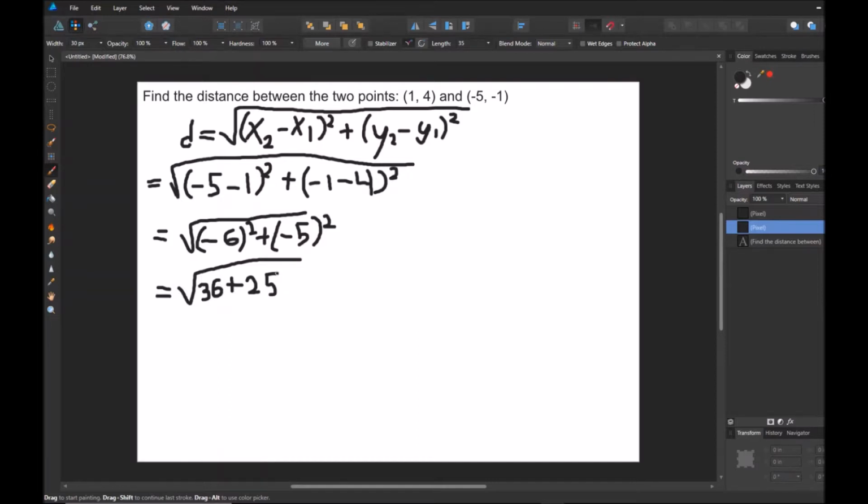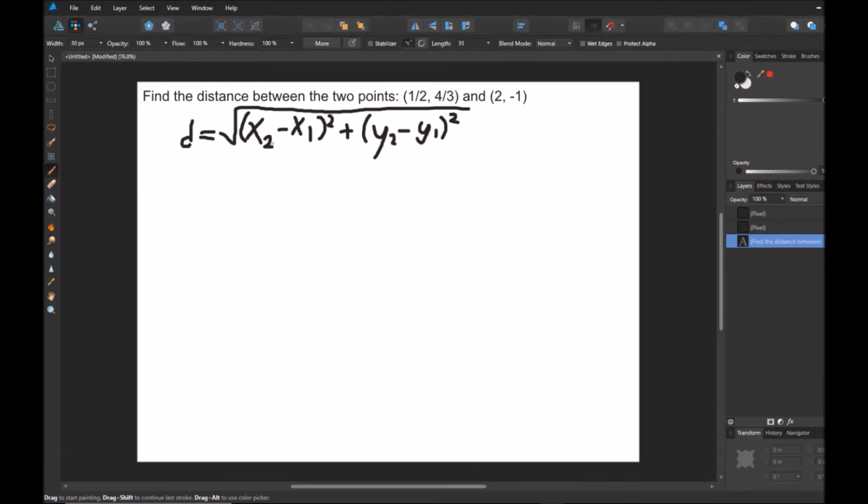So we have that. And 36 plus 25 is 61. So these 2 points are the square root of 61 units away from each other. And you don't necessarily have to get this into decimal form. You can just say this answer, and that will be perfectly fine.